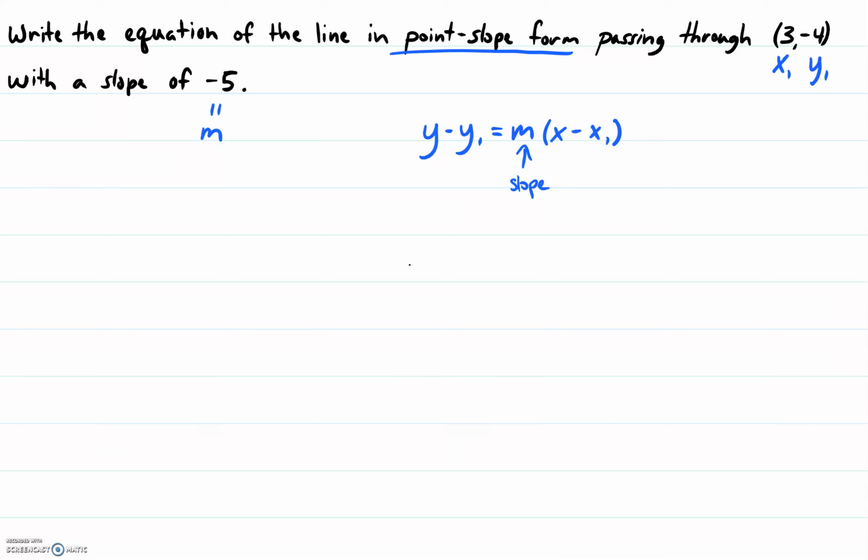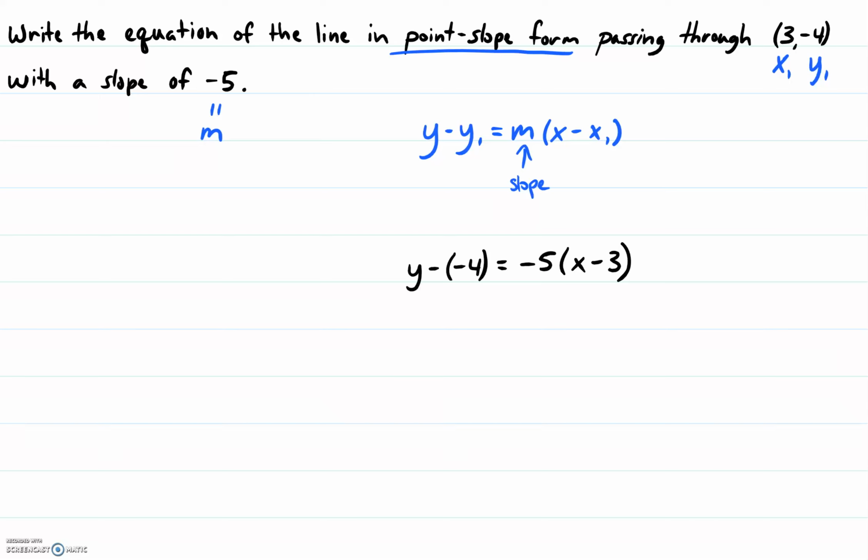So we're going to say y minus, instead of y1, we're going to put -4, is equal to, instead of m, we're going to put -5, parentheses x minus, and instead of x1, we're going to put 3. Again, I just want to stress the point that you want to fill in the x1 and the y1, not the x and the y. And the reason for that is the x and the y are always fixed parts of this form of the equation.